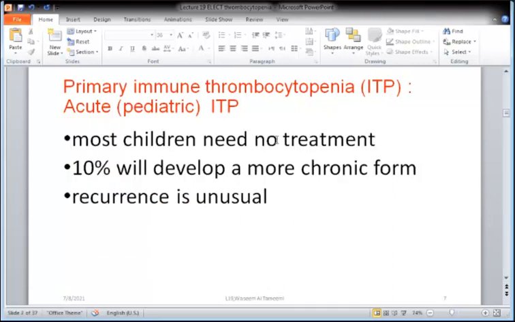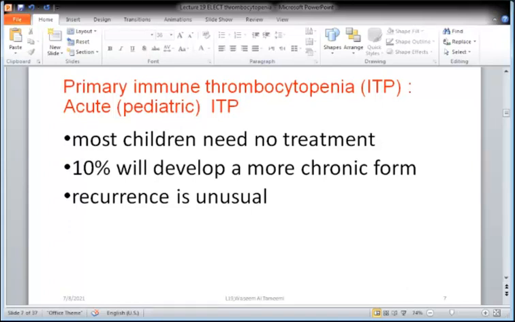Most children need no treatment in pediatric acute ITP. 10% may get a chronic course. وذول شنو؟ يعني فقط 10% ممكن يصيرون عندهم chronic ITP، واللي هو عادة بعدين حنشوفه بأنه then it is proof that it is not idiopathic. It is due to other connective tissue disease.